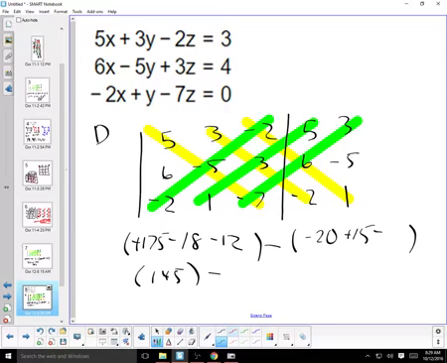18 times 7. 126. All right, cool. So what's 146? Negative 146 plus 15. Looks like a negative 131. Someone double check that? Yeah? Okay, cool. So looks like the value of D, and I'll just use red here. The value of D is 276. All right, cool beans.